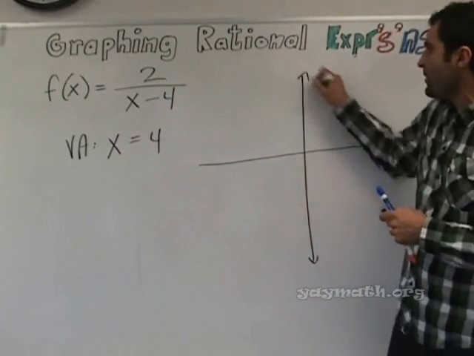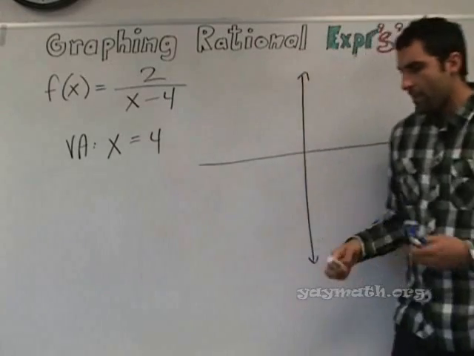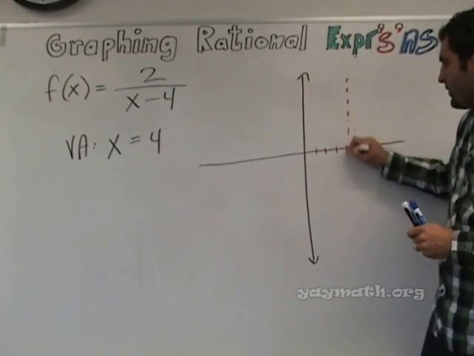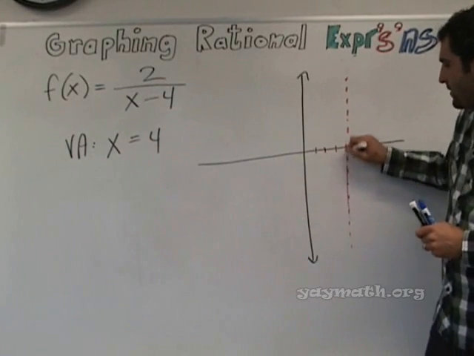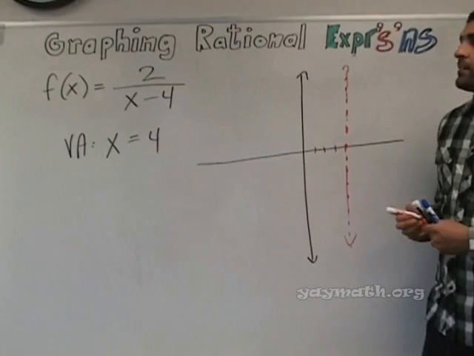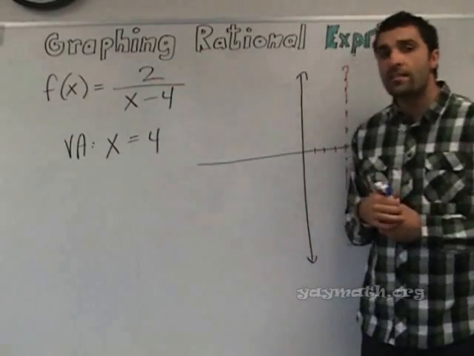Let's graph that on your paper. I'll graph the asymptote in red again. And we go 1, 2, 3, 4. x is 4 all across this red line. x is 4. Now, let's go to horizontal asymptote.